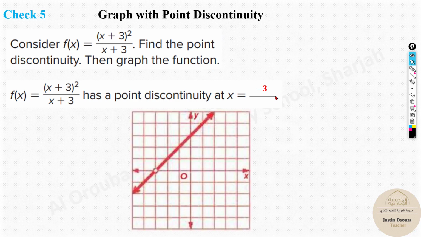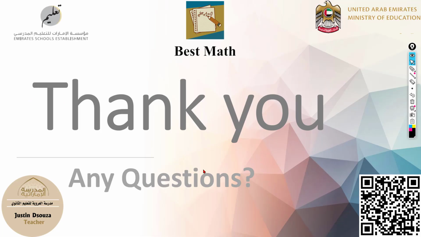Just remember, point discontinuities are undefined values in the original equation, but the final equation is simplified to x plus 3 only. So the graph is very simple, but there will be a point of discontinuity. So that's the end of this lesson. I hope you have found this useful. This was about rational functions.